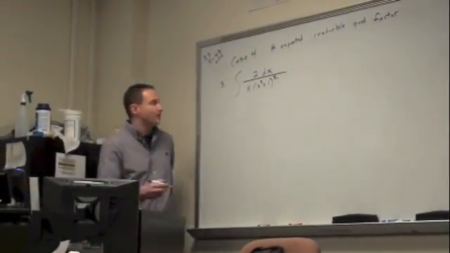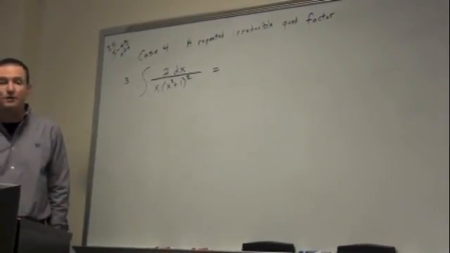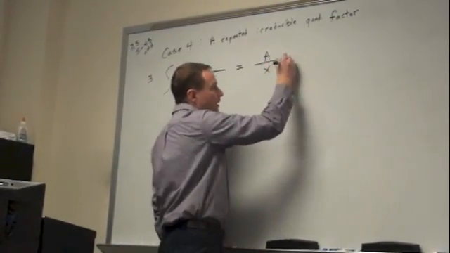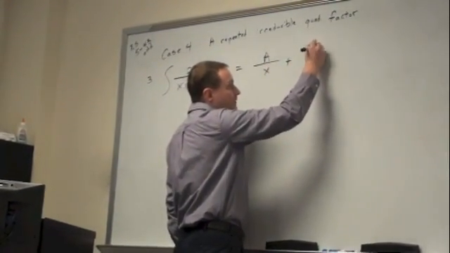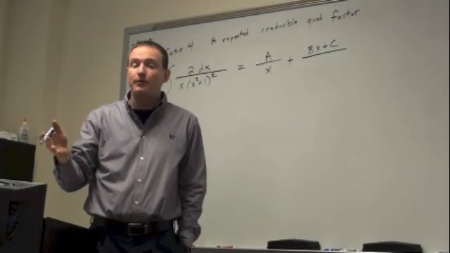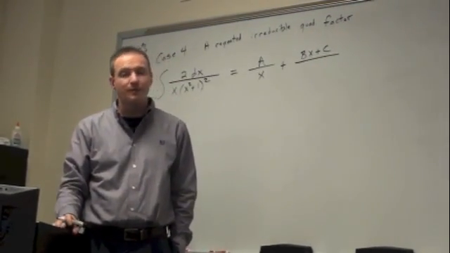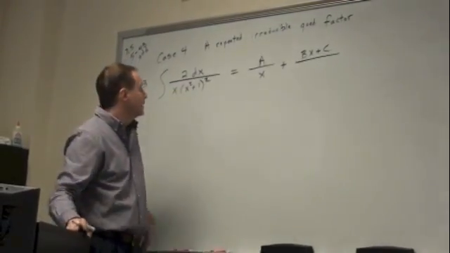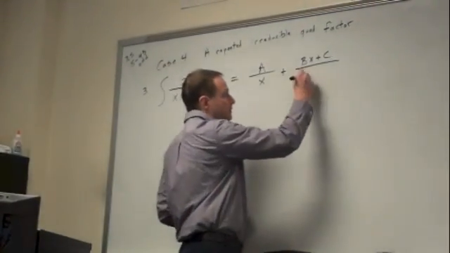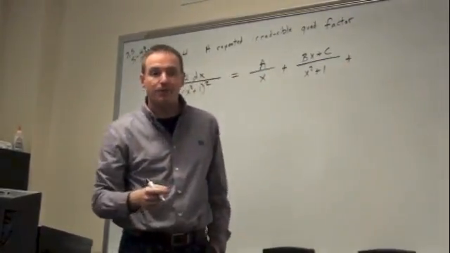So in this problem, here's what you do with an irreducible quadratic factor that occurs multiple times. You'll say, well, a over x plus bx plus c, and you'll notice the similarity of what we did with an irreducible linear factor that occurs multiple times with this. It's the same concept. Here, I'll say bx plus c over x squared plus 1 plus dx plus e.